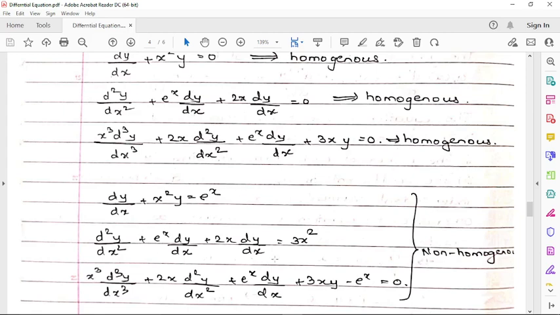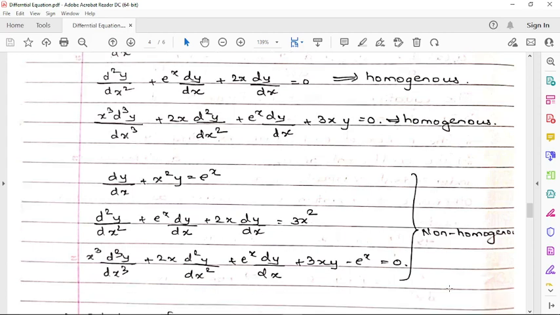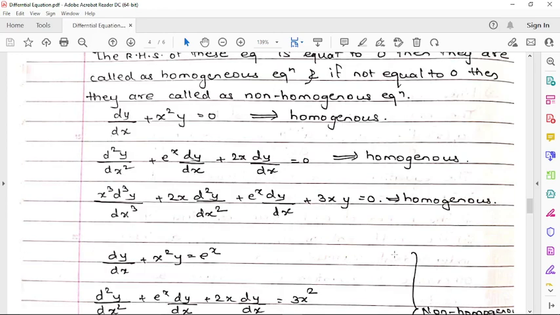And see these equations, they are arranged in proper format, and after arranging in proper format, see the right hand side. Here the right hand side is non-zero. In the first equation e raised to x is present, just e raised to x. 3x square is present. So therefore these two equations are non-homogeneous equations. Okay, see the third equation, is it homogeneous or non-homogeneous? The right hand side here we observe is 0, but this equation is not arranged in proper format, so e raised to x we have to shift to the right hand side according to proper format.